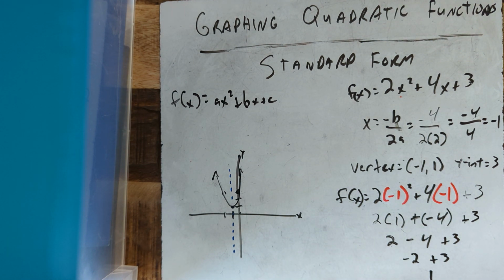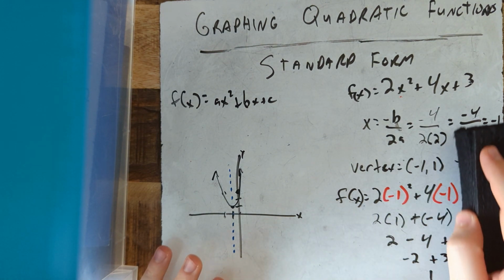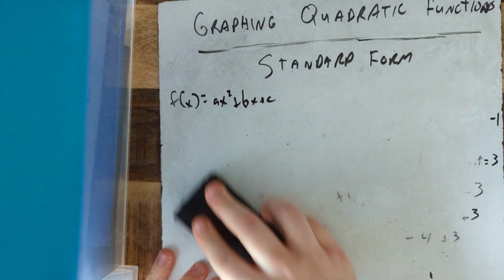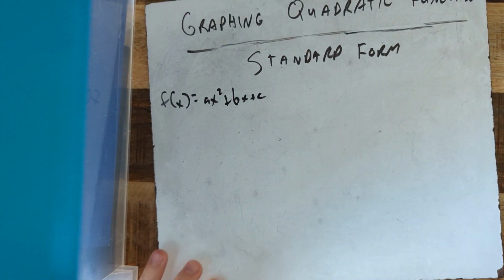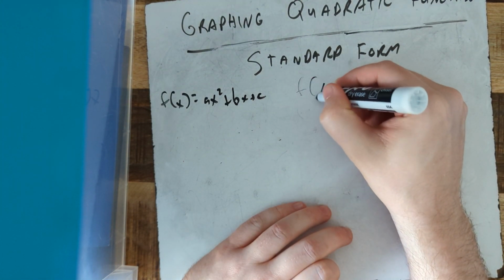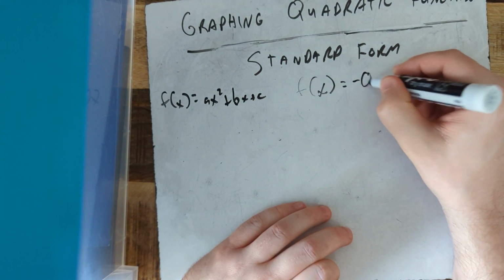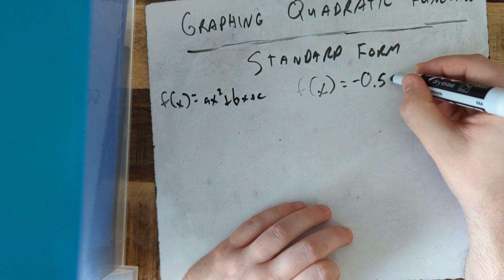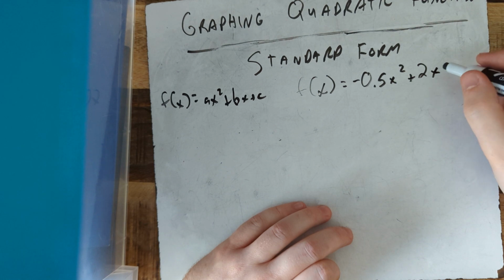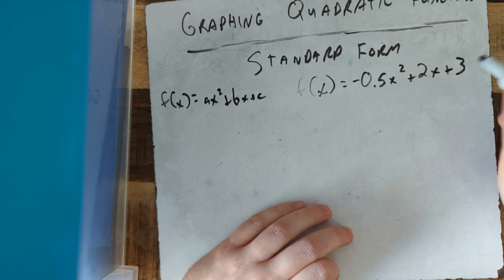So now let's do a different one, okay? Let's do one more example here. Let's do f of x equals -0.5x squared plus 2x plus 3, okay?